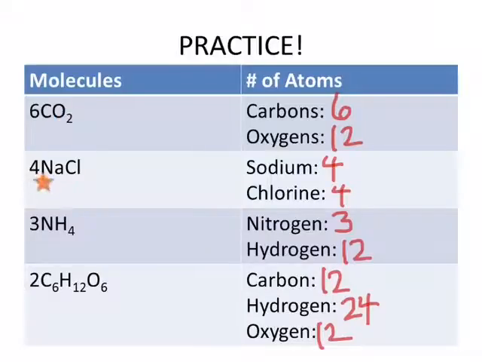In this salt, there's 4 sodiums, Na is sodium, and 4 chlorines, Cl is chlorine, because there are no subscripts. In this ammonia, there's 3 nitrogens because that has a subscript of 1. It's assumed 1. And 12 hydrogens because 3 times 4 is 12. And in this glucose, 12 carbons multiply, 24 hydrogens multiply, and 12 oxygens multiply. So there's 2 glucose molecules, but there's a lot more atoms than that.